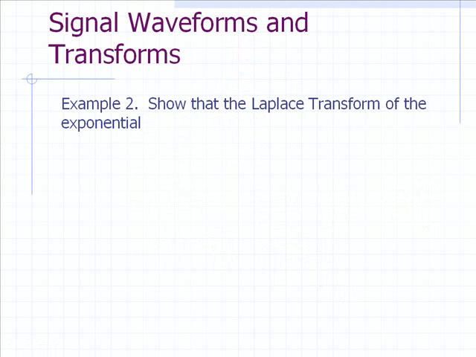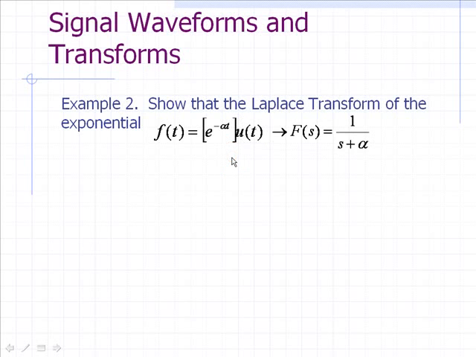Example 2. Show that the Laplace transform of an exponential, given as follows, where we multiply by the step, but that's just telling you that the exponential exists only from 0 to infinity. There's no negative term, because we just saw earlier what a step function is. So we're going to evaluate it from 0 to infinity. We want to show that, given alpha in this case greater than 0, it is equal to this. We're evaluating from 0 to infinity as a result of this step function.